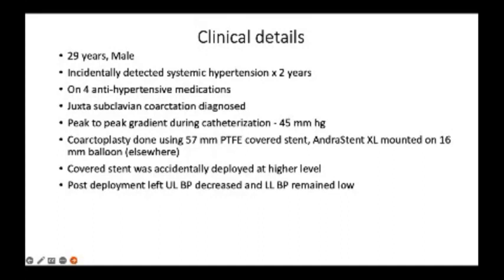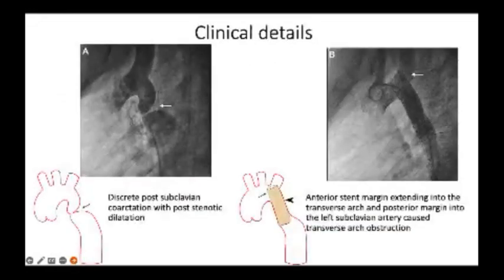Following a hemodynamic assessment, the catheterization showed a 45 mm Hg peak-to-peak gradient, and the coarctoplasty was done using a 57 mm PTFE covered stent mounted on a 16 mm balloon elsewhere, in some other institution. During the stent deployment, the stent migrated proximally in such a way that the anterior surface of the covered stent was partially obstructing the transverse arch, and the posterior surface of the covered stent was abutting the left subclavian.